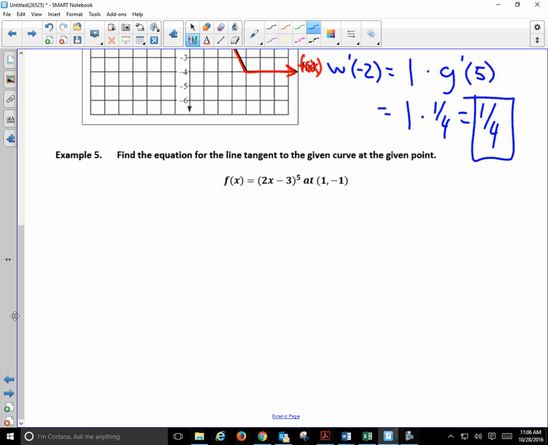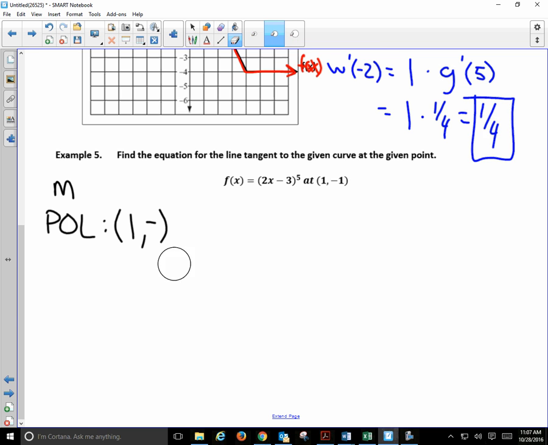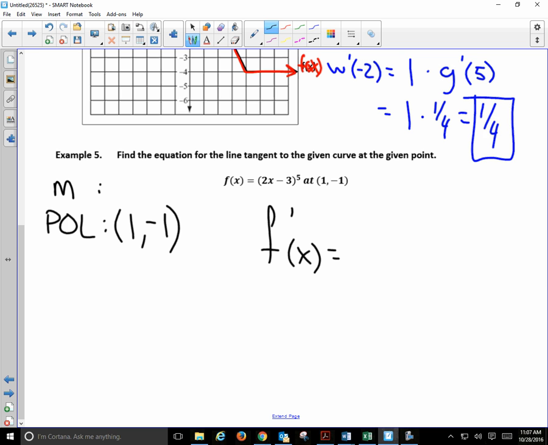Last example, find the equation for line tangent. If it says find the equation for line tangent, slope and point on line. I already know the point on line. It's 1, -1. What if I didn't know it was -1? Plug 1 in and see what you get. So we got -1 right there. So how do I find the slope? Take the derivative. Derivative tells us slope.